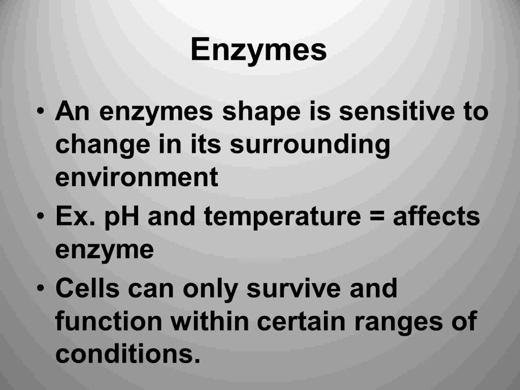If the pH changes in an enzyme's environment, it'll denature as well. And we'll do a lab to explore this on Monday that shows exactly how enzymes denature, and you'll get to see it in a lab environment. So this is why cells can only survive and function within certain ranges of pH or certain ranges of temperature.